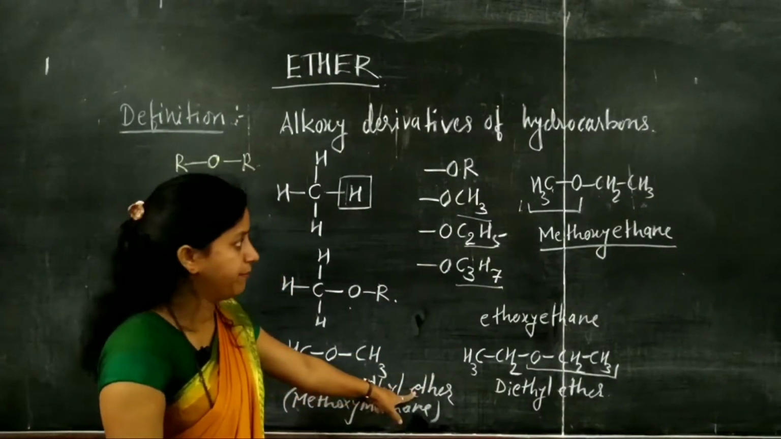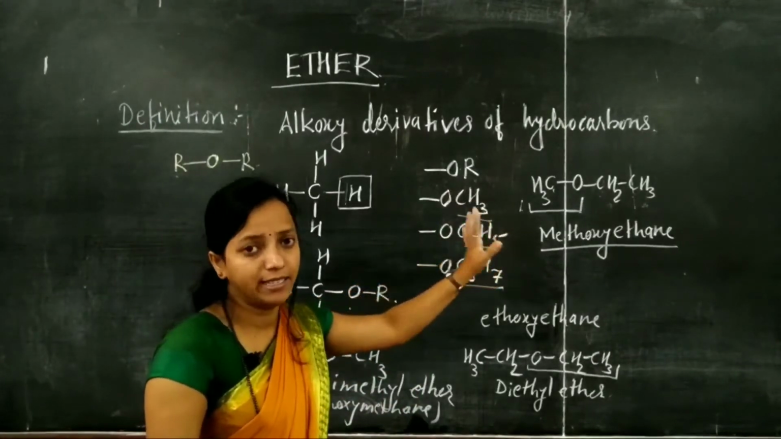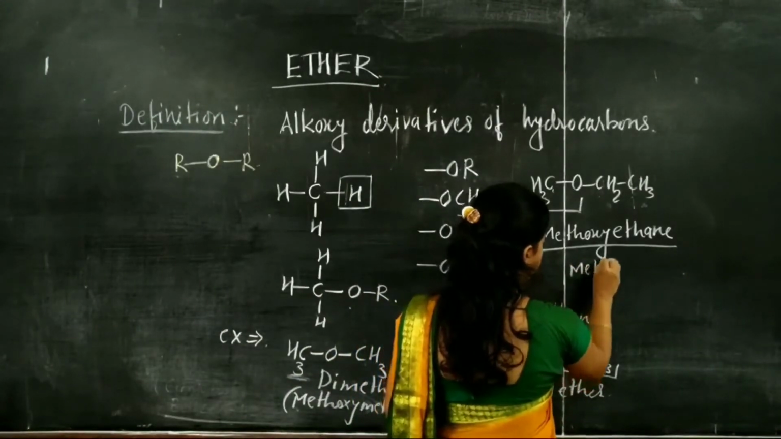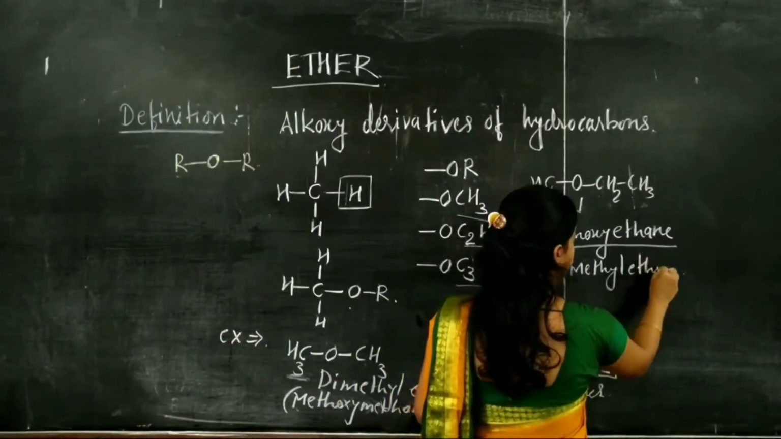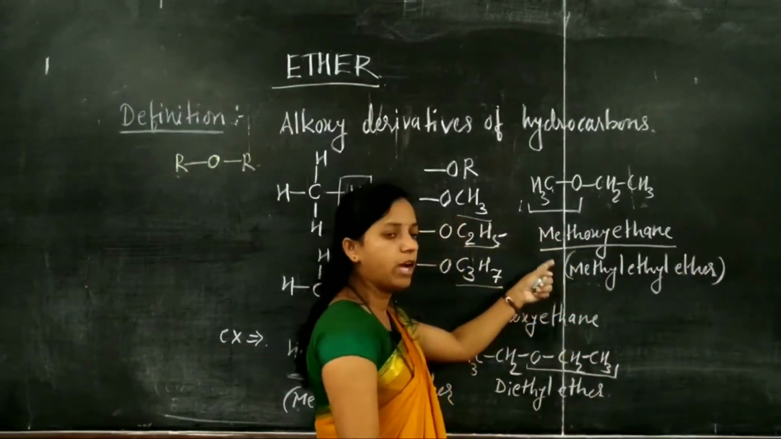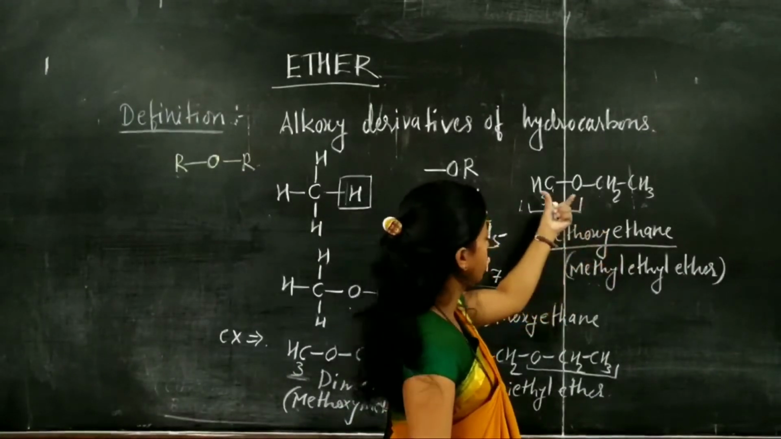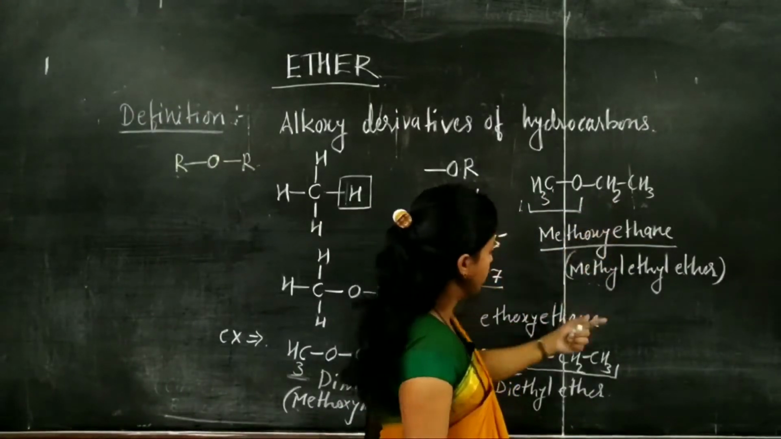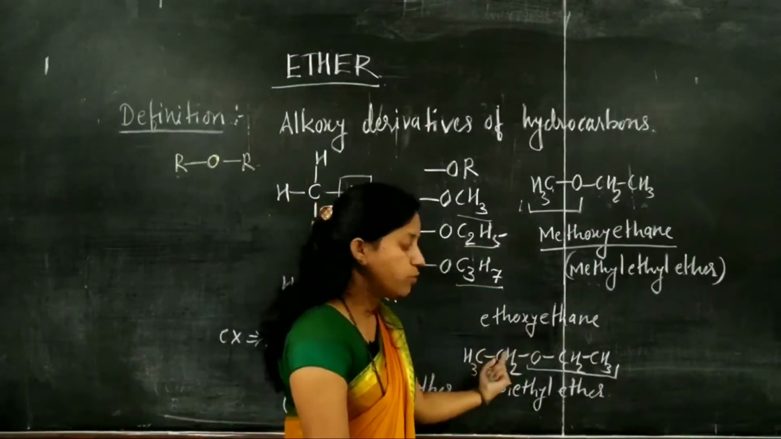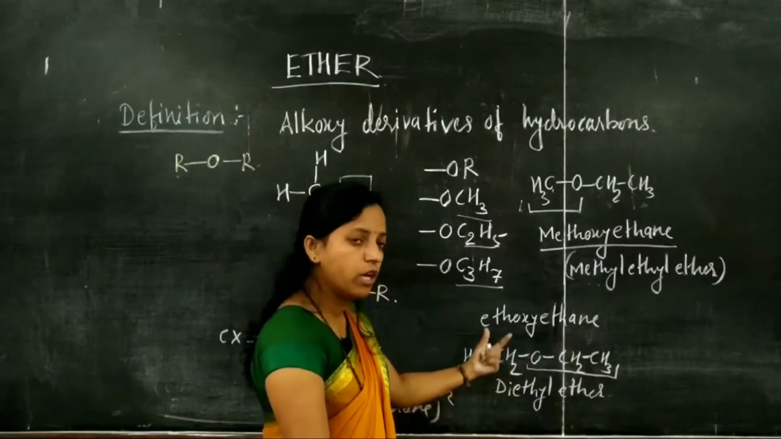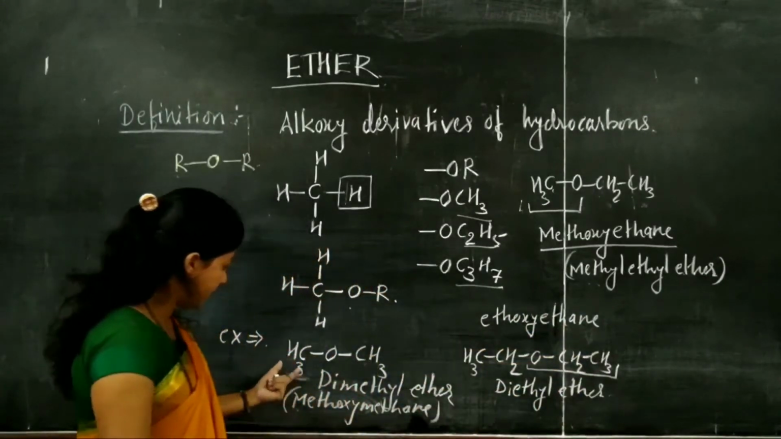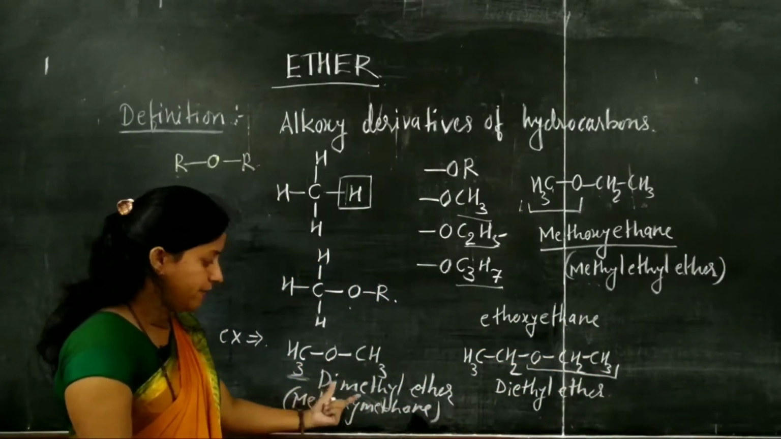Dimethyl ether is the common name. This is called methyl ethyl ether. So methyl ethyl ether is the common name. The IUPAC name is methoxyethane. Methoxy is the prefix, ethane is the root word. For this one, the IUPAC name is ethoxyethane, because both sides have an ethyl group, so we can take either one as ethoxy and the other ethane is the root word. Here it is a methyl group, so it is methoxymethane.